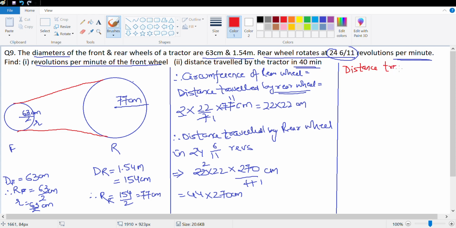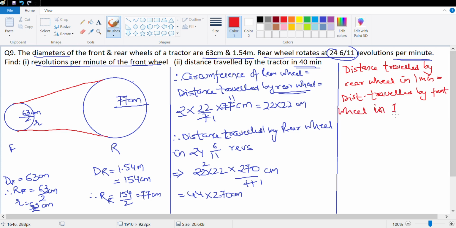Distance traveled by rear wheel in 1 minute would be equal to distance traveled by front wheel in 1 minute. Perfect. And let front wheel make x revolutions per minute. So it is making x revolutions. This rear wheel is making 24 6 by 11 revolutions, which is 270 upon 11 revolutions.